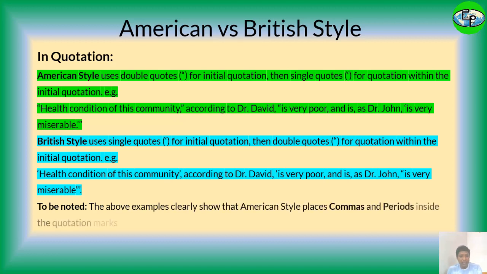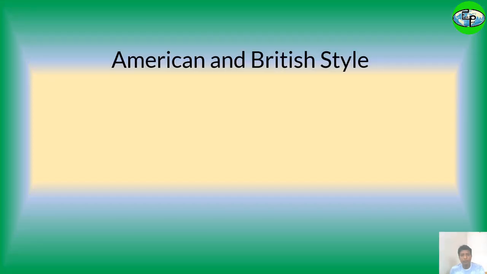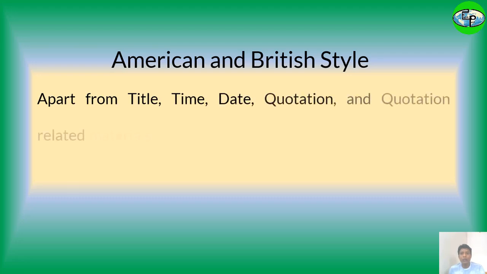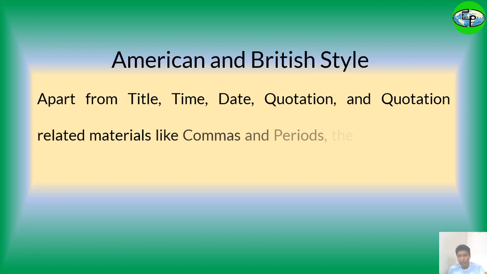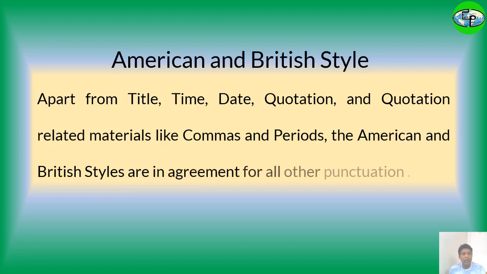To be noted, the above examples clearly show that American style places commas and periods inside the quotation marks, whereas British style places commas and periods outside the quotation marks. Apart from title, time, and date, quotation and quotation-related materials like commas and periods, the American and the British styles are in agreement for all other punctuation.